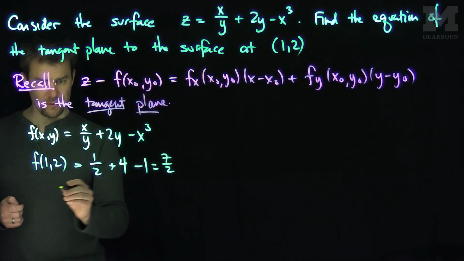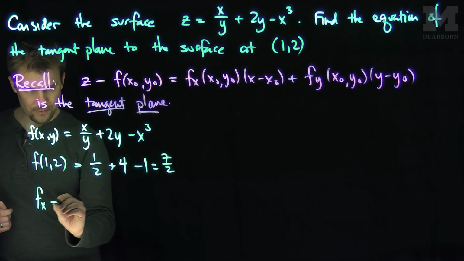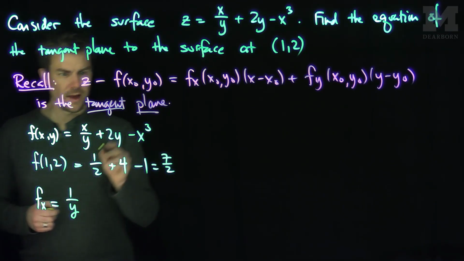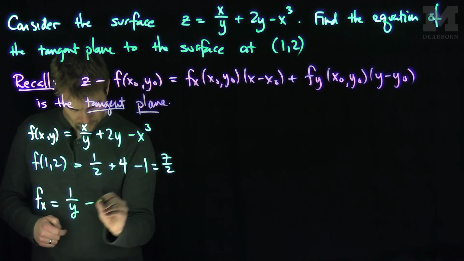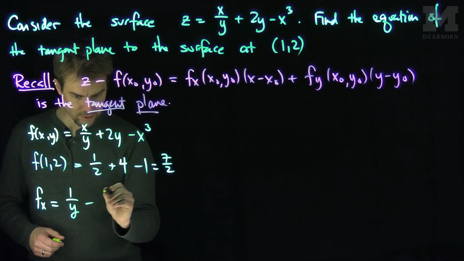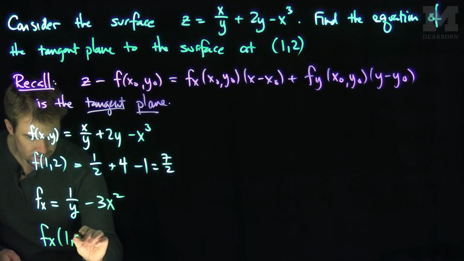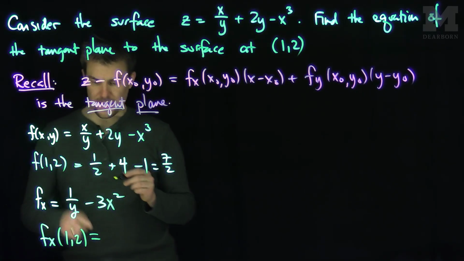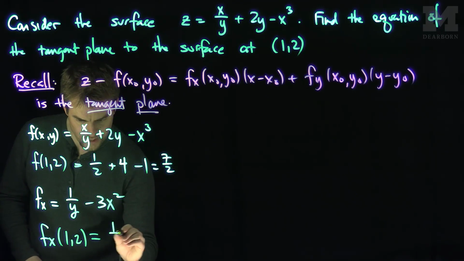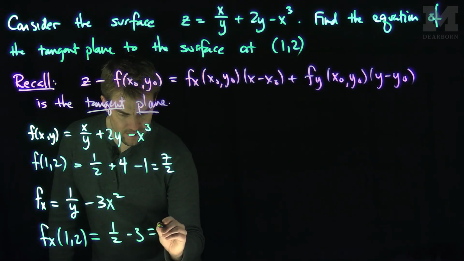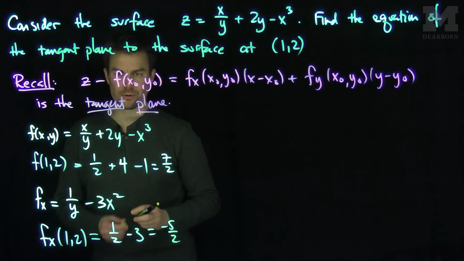Let's next compute the x derivative. The x derivative of x over y is 1 over y. The x derivative of 2y is 0. And the x derivative of x cubed is 3x squared. So if I plug the point (1, 2) into my x derivative, well, y is equal to 2, so this is 1/2 minus 3, which is negative 5/2. So that's my x derivative.